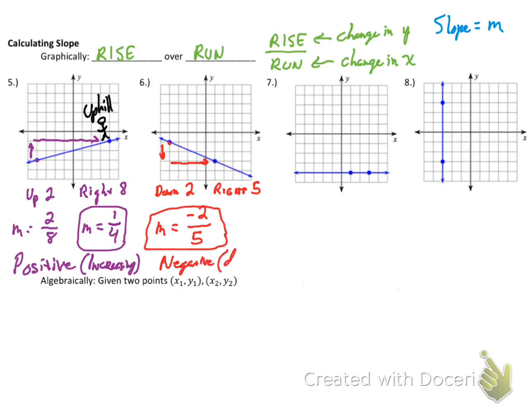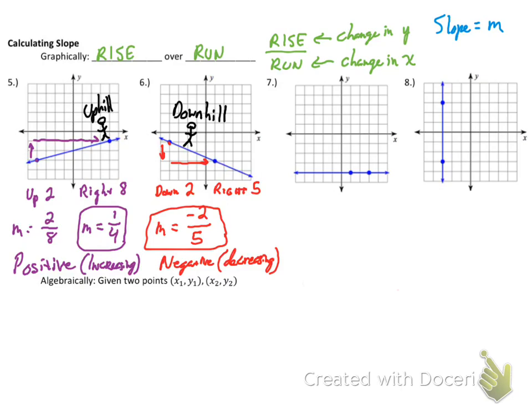You'll notice that my graph is decreasing. And if you were a person on this graph, walking along this line, you'd be walking downhill. Okay? Now, you could also have a graph like 7.